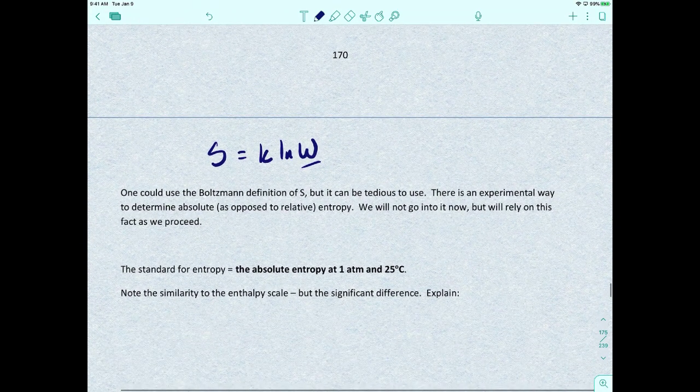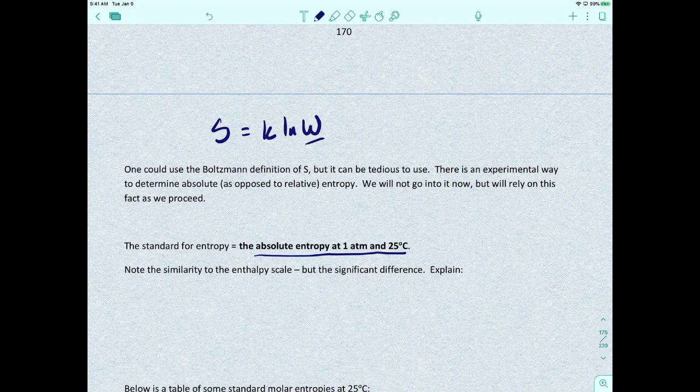Okay. Now, the standard for entropy is equal to the absolute entropy at 1 atmosphere and 25 degrees Celsius. And the reason why we want that is that this is going to give us a number that's not 0. So we want to note the similarity to the enthalpy scale, because we talked about the enthalpy of formation at 1 atmosphere and at 298 K, which is 25 degrees Celsius. So what's the difference here? There's a big difference between the two.